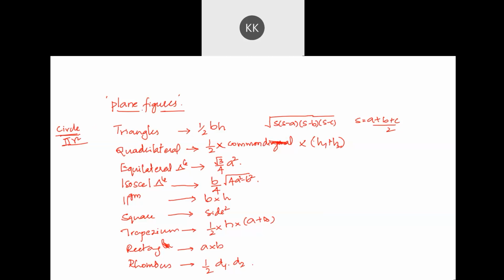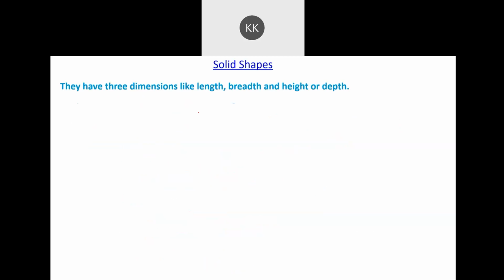Now these are the plane figures. In today's class, we are going to move on to the next type of figures, which are called solid figures. They are also known as 3D figures. These solid figures have 3 dimensions like length, breadth, and height, which is sometimes called depth.